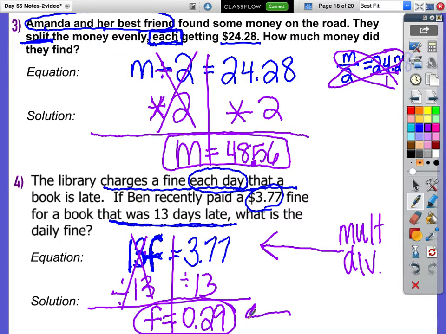So that means, if we're talking dollars and cents, there was a 29-cent fine. The fine was 29 cents each day. And we know his was 13 days late, so if you say 13 times 0.29, you get his total amount that he owed the library, which was $3.77.